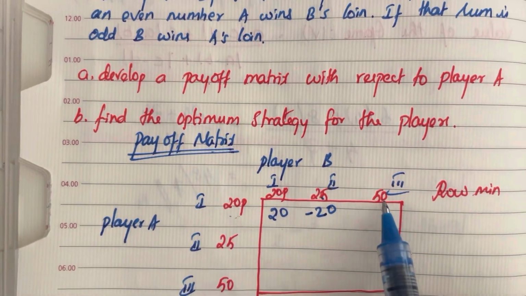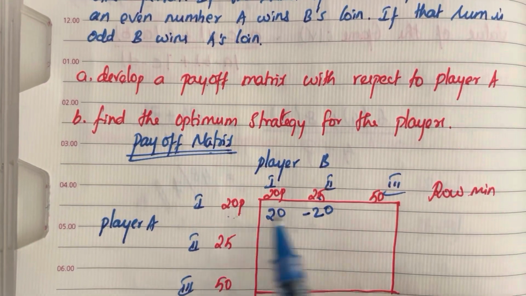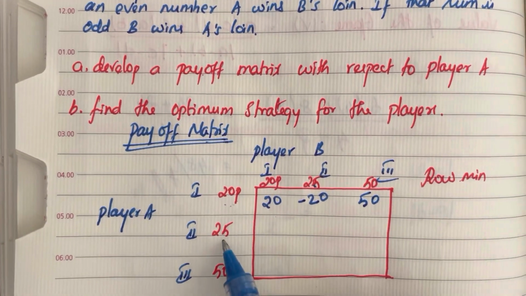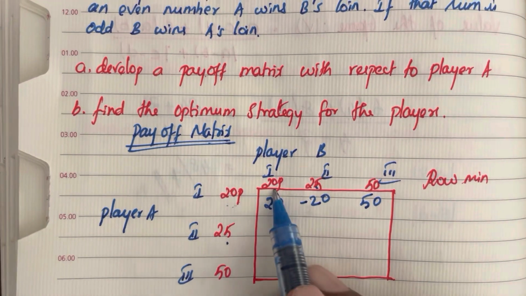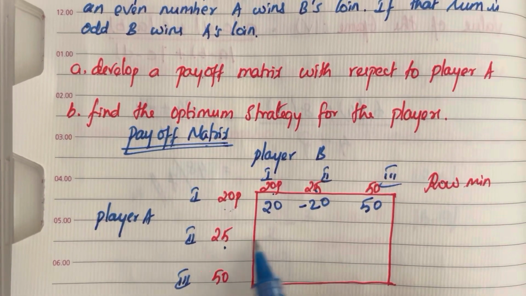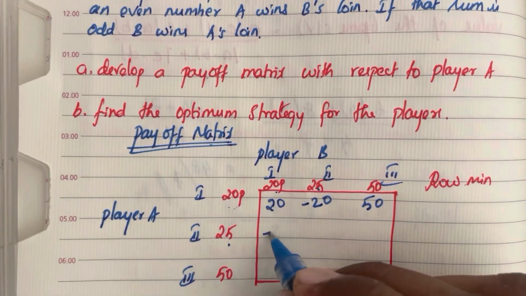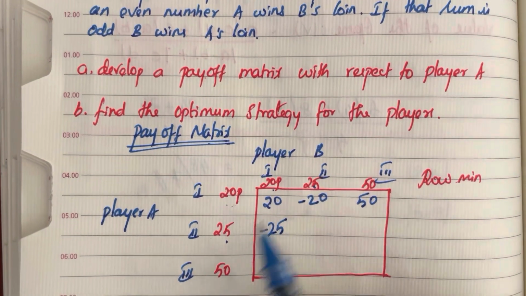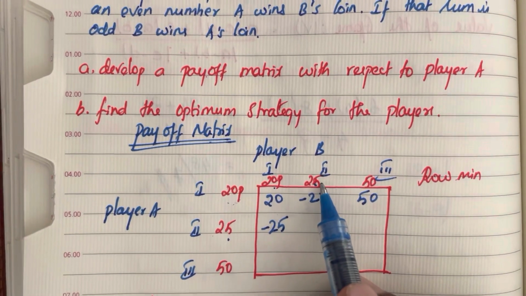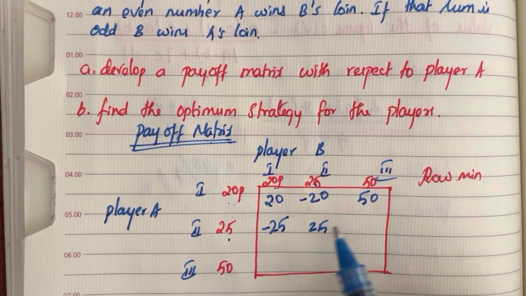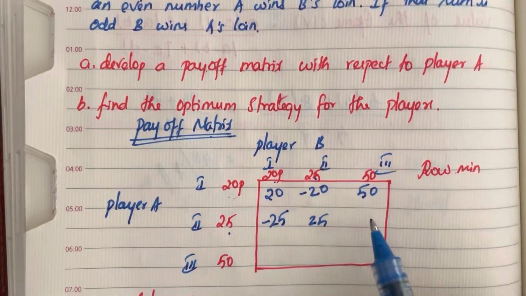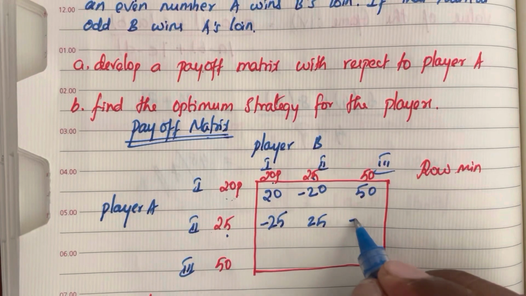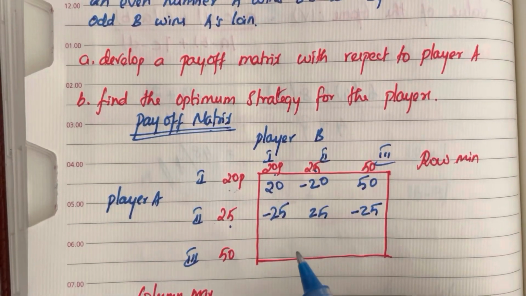Next one, 20 and 50: the sum is even, and even means he is going to win B's coin, so it is going to be 50 here. Next, 25 and 20: now it is odd, so he will lose his coin, which is minus 25. The next one, 25 and 25: the sum is 50, it is even, so he is going to win B's coin, which is 25. Next, 25 and 50, which is 75, an odd number, so he is going to lose his coin, 25 paise, so minus 25.